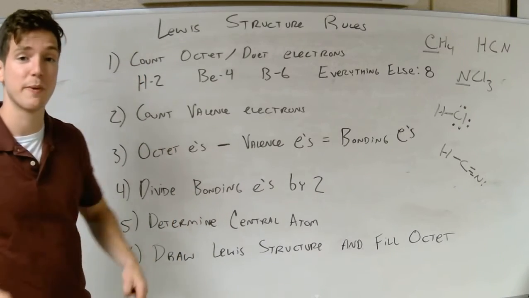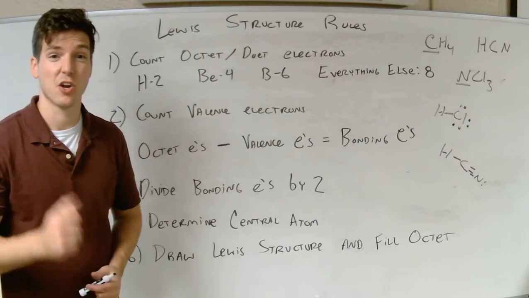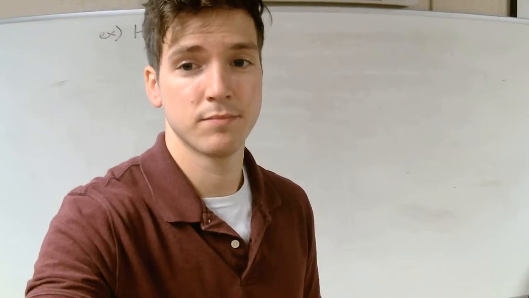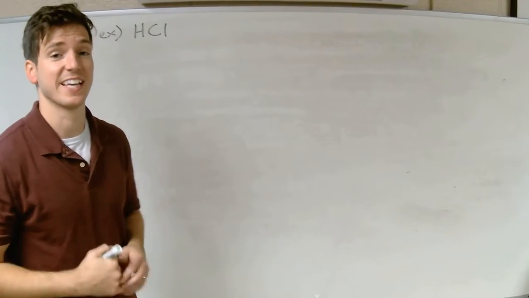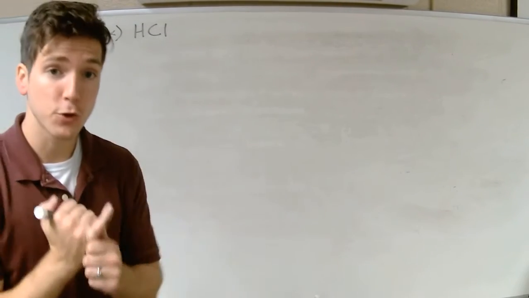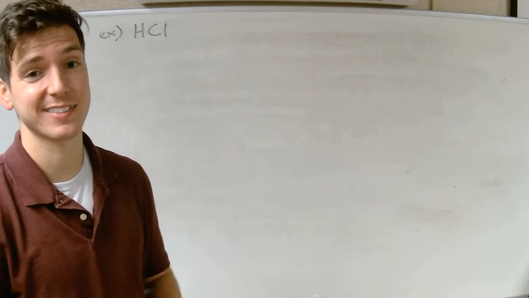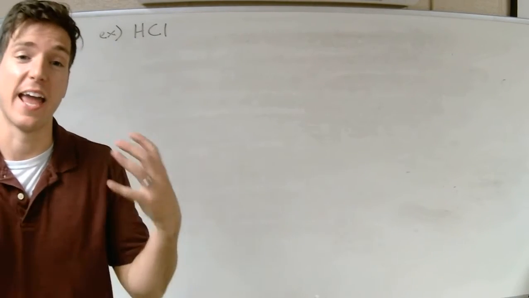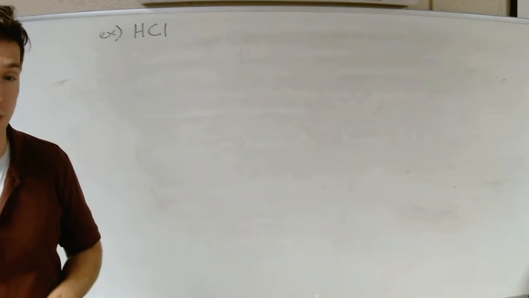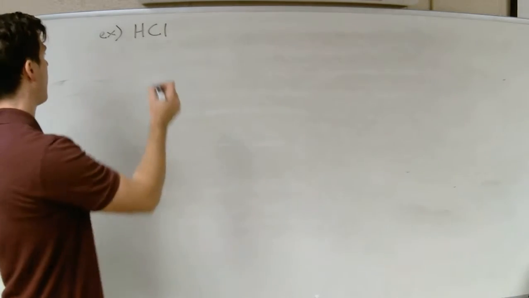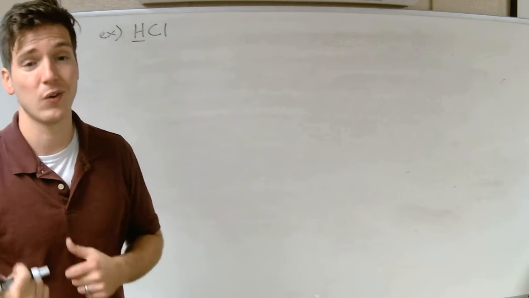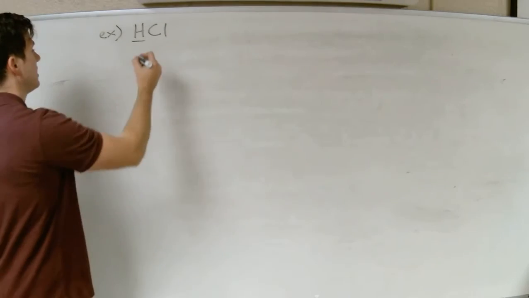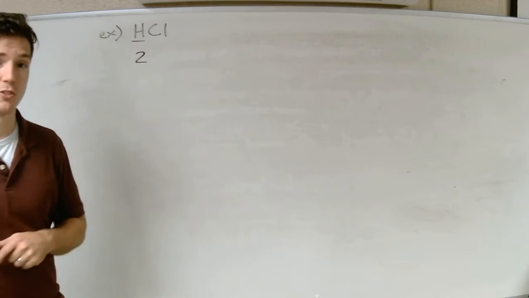So these are your rules. Make sure you have them written down, and let's go to our first example. Let's start with an example that we've already seen, like HCl. First rule, we count our octet and duet electrons. I look at each atom and add up all those octet and duet electrons. Let's look at our first atom, hydrogen. Does it follow the octet rule? No, it's one of those exceptions. It follows the duet rule, so I'm going to put a 2 right there.